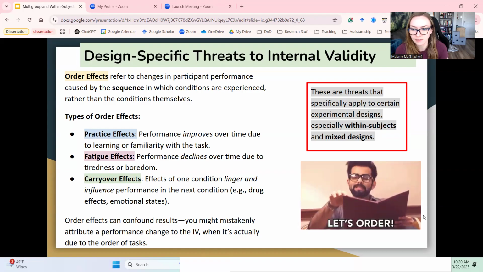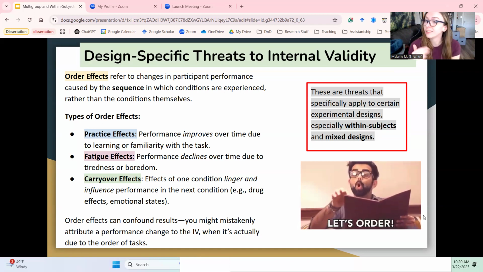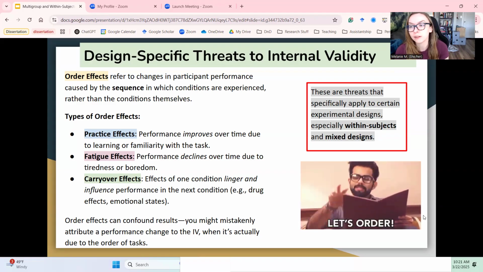Another way of saying this is that the order in which you have your participants engage with your different conditions matters. There are a lot of different types of order effects, but the three big ones are practice, fatigue, and carryover. Practice effects are kind of what we talked about earlier. This is when someone's performance improves over time because they've learned or are now more familiar with the task.